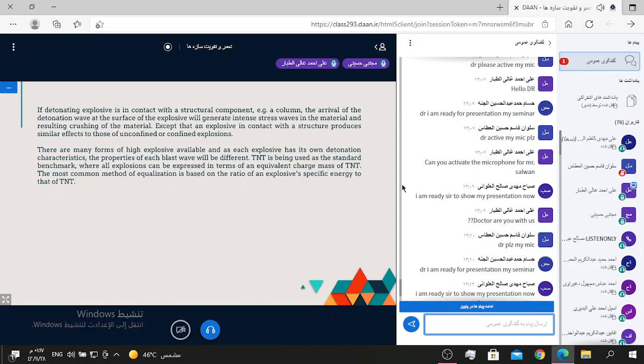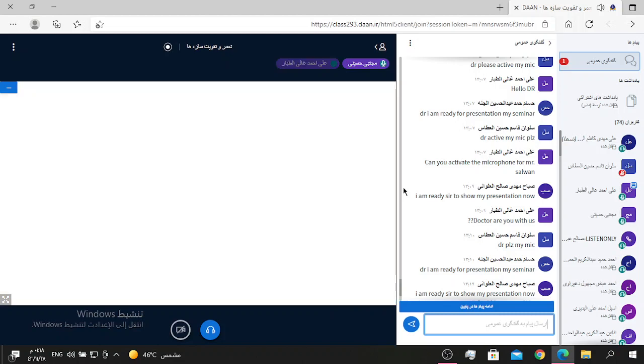TNT is being used as the standard benchmark, where all explosives can be expressed in terms of an equivalent charge mass of TNT. The most common method of equalization is based on the ratio of an explosive's specific energy to that of TNT.